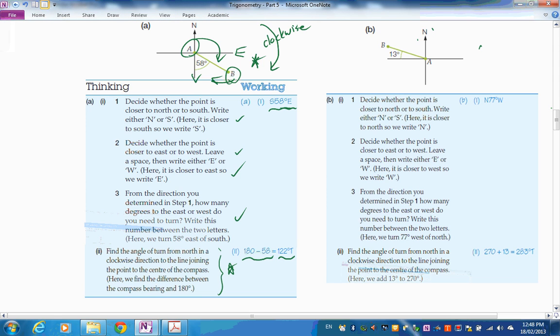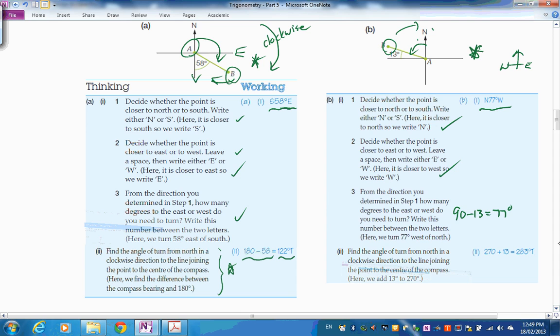What about up here, what about the compass bearing for this one? Well, you can see B this time is closer to north. So we're going to face north. We have to turn to the west. Remember, this is east, this is west. We've got to turn to the west this amount. We're actually going to have to work that out. It's 90, take 13, is 77 degrees of turning to the west. So we explain it that way. Face north, turn 77 degrees to the west.